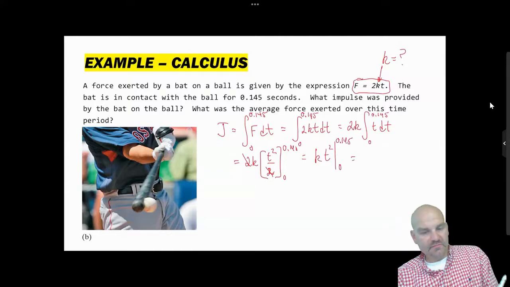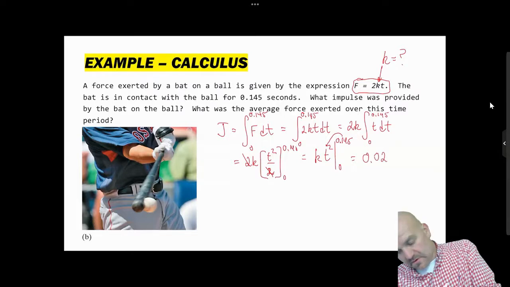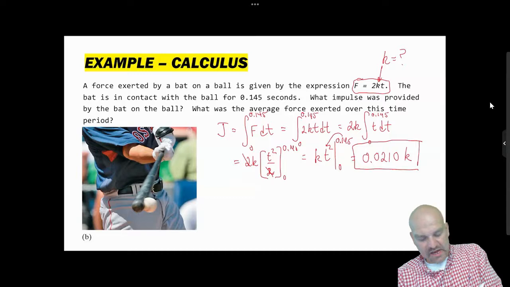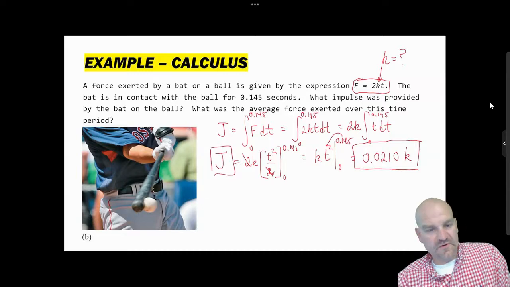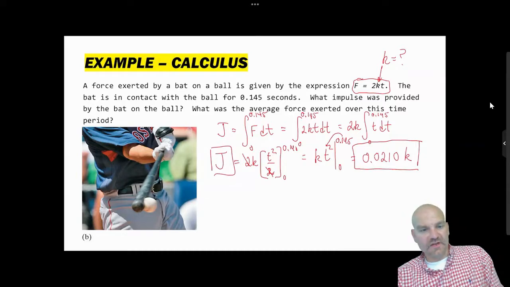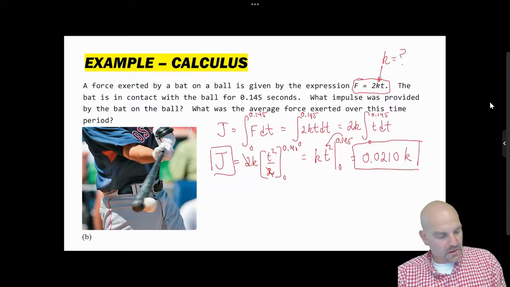Now I just plug my 0.145 into t, square it, and I end up with 0.0210 k. So that is J in terms of whatever this k value is. Sometimes there are these coefficients associated with baseball bats. It's a big safety thing.